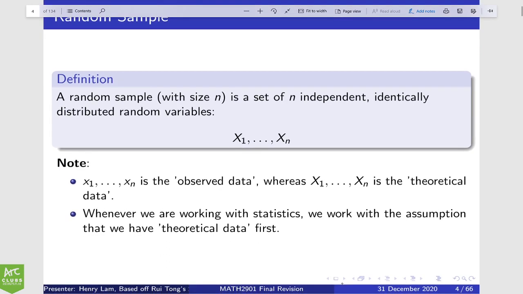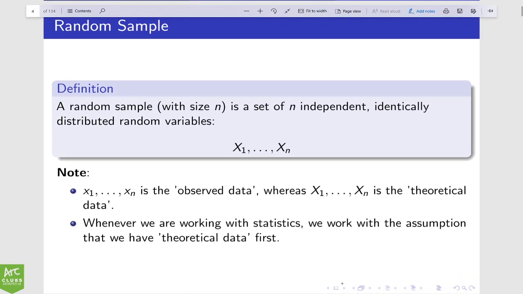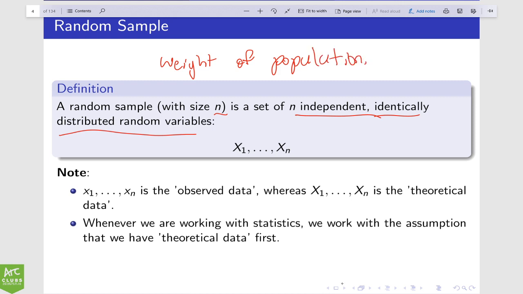Firstly, we'll need to define what a sample is. A sample is really simple. It's just the concept of having a bunch of IID observations. The size n doesn't really matter, you just have a set of observations. So it could be, say, the weight of a population. You just select a bunch of random people from, say, New South Wales, and that could be your sample about the distribution of the weight of people in New South Wales.